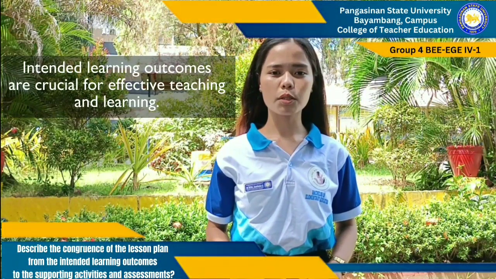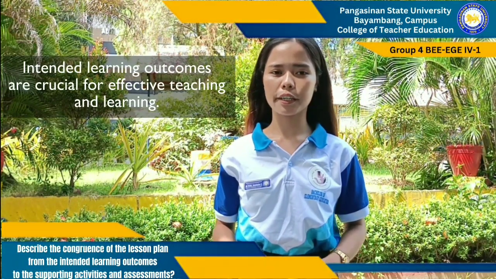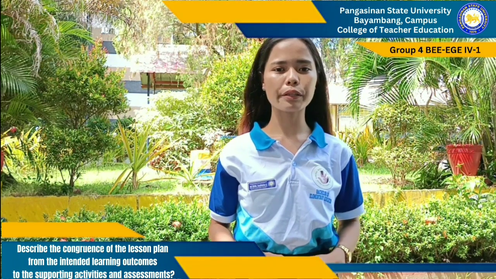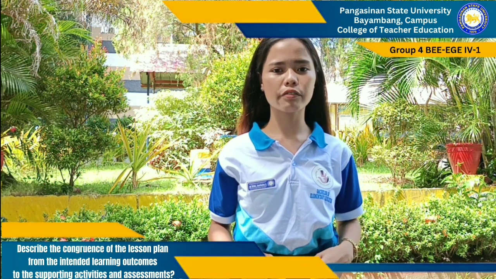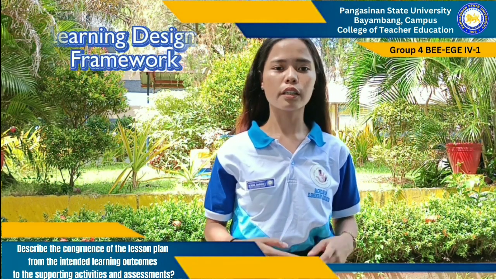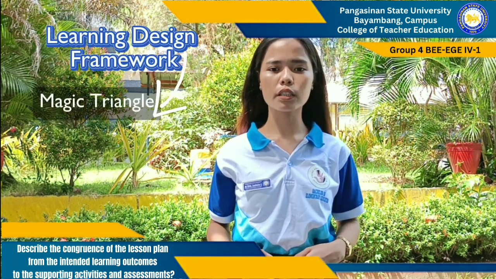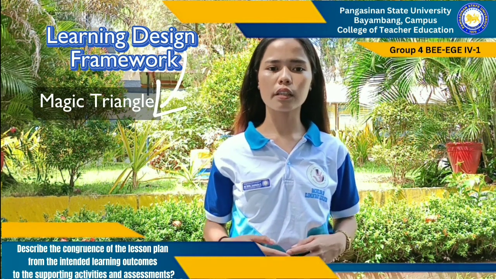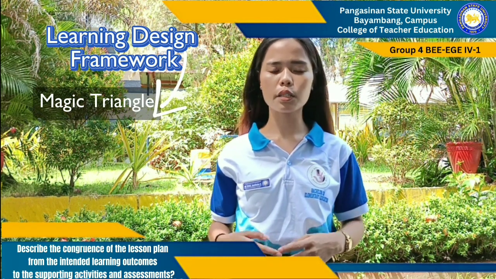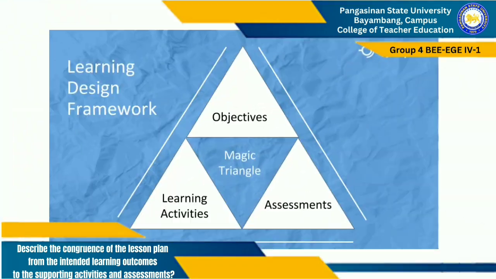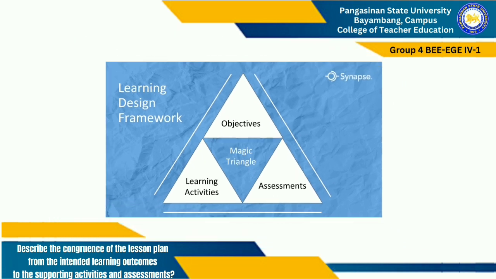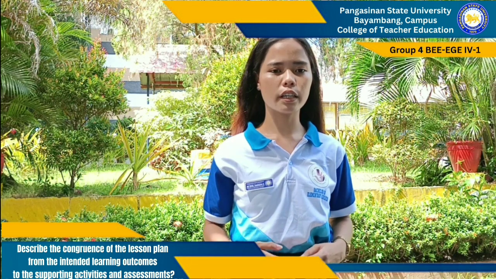Intended learning outcomes are crucial for effective teaching and learning. They must be measurable, allowing teachers to provide activities that measure what they want to measure while achieving the intended learning outcomes. The learning design framework, known as the Magic Triangle, ensures that intended learning outcomes, activities, and assessments are connected and aligned together. Congruent instruction involves designing learning activities to support objectives and creating evaluation procedures to gauge significant learning outcomes.